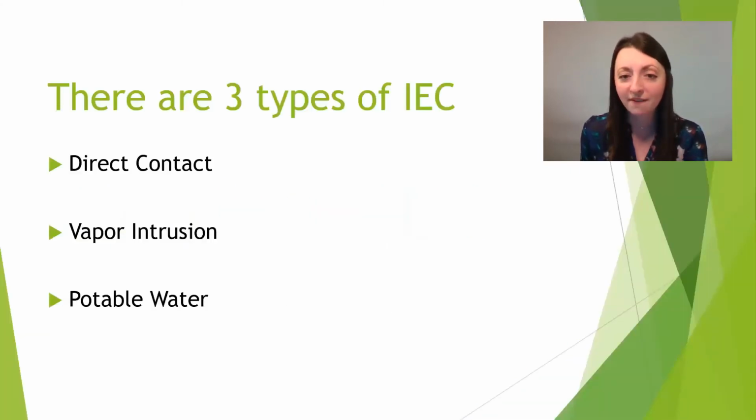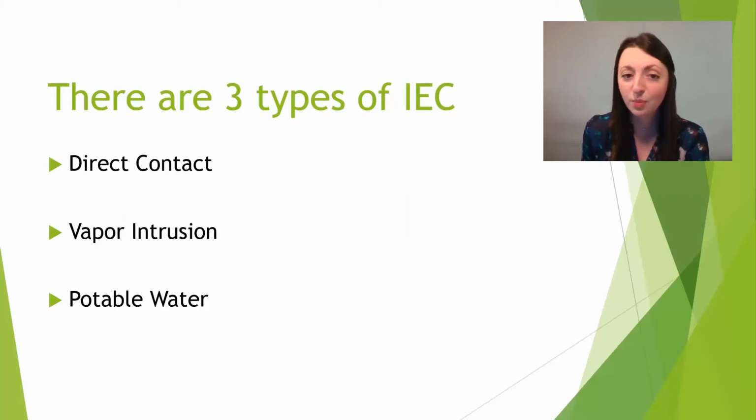The department identifies 3 types of IEC. There's direct contact, or touching contaminated soil, vapor intrusion, which is breathing contaminated air, and potable water, which is drinking contaminated water. Let's discuss the 3 types of IECs in a little more detail.